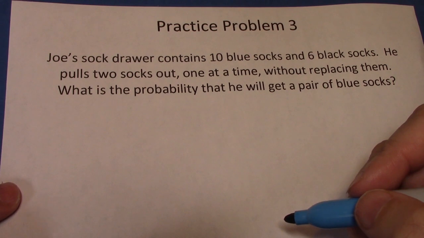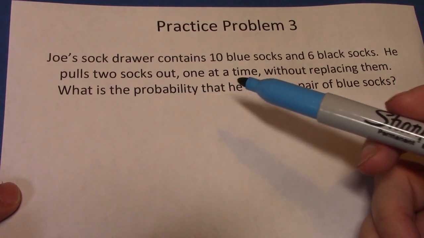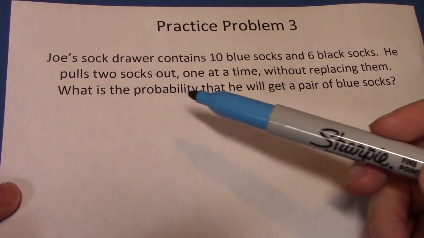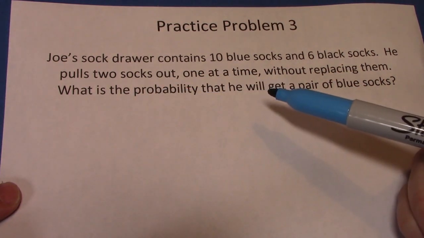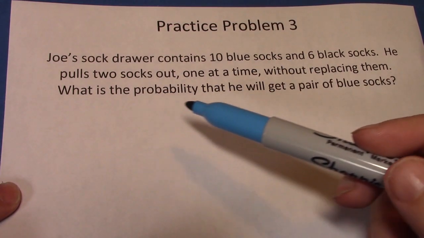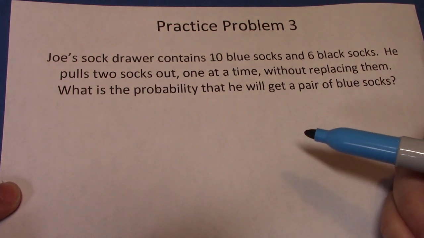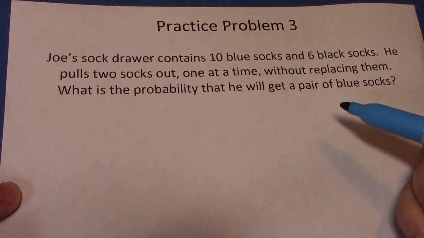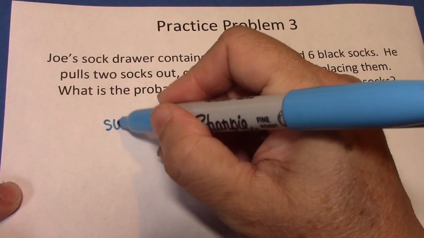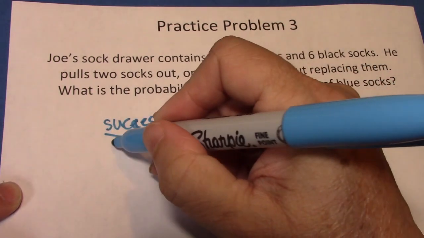Problem number 3. Now Joe's sock drawer still contains 10 blue socks and 6 black socks, but he's going to pull 2 socks out one at a time without replacing them, so these are dependent events. What is the probability that he will get a pair of blue socks? Right, the first event needs to be pulling out a blue sock. So, success over total.